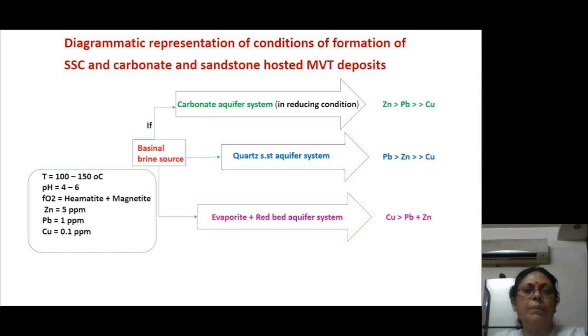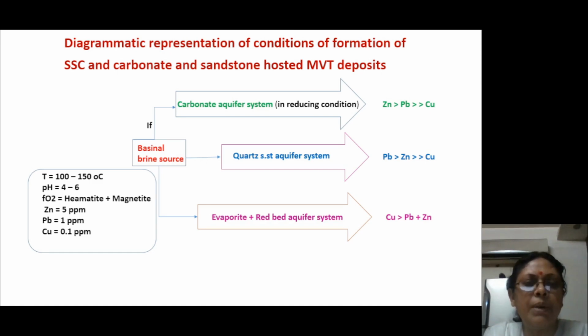Here we have a diagrammatic representation of the conditions of formation of SSC and carbonate and sandstone hosted MVT deposits. The basinal brine, which is the source of deposition, has a temperature of around 100 to 150 degrees centigrade, pH is 4 to 6, and the oxidation state, the fugacity of oxygen, is such that hematite and magnetite are both stable.